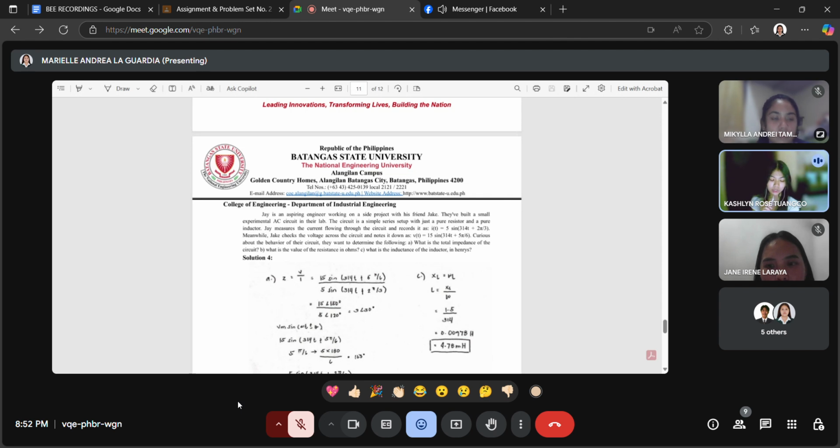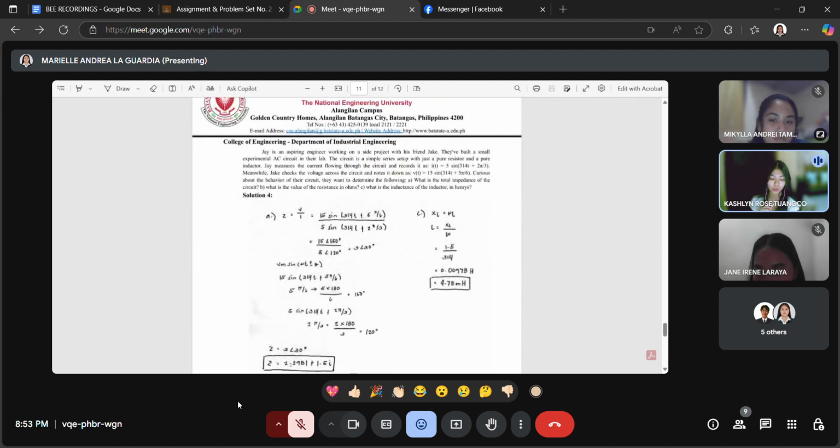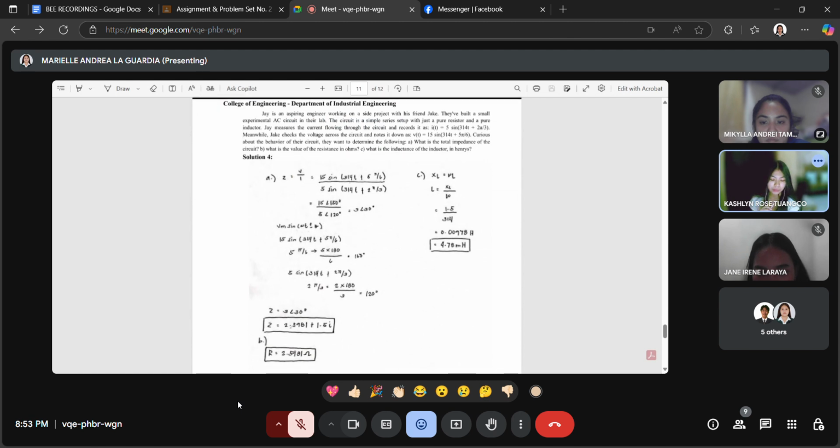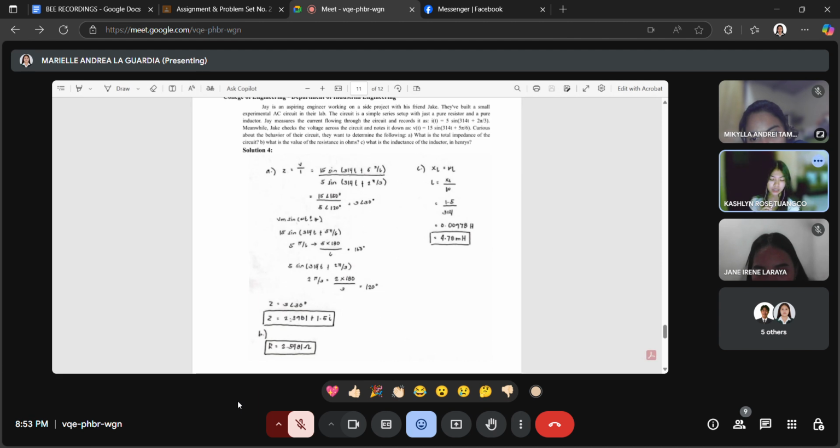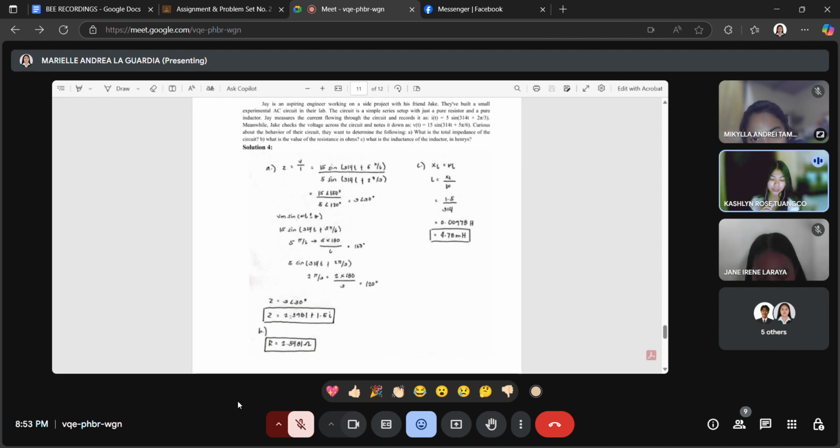A. What is the total impedance of the circuit? B. What is the value of the resistance in ohms? And C. What is the inductance of the inductor in henries? To solve this problem involving an RL (resistor-inductor) series circuit, we analyze the given voltage and current equation using the principles of AC circuit analysis. To find the impedance, we begin by converting the voltage and current expressions into phasor form.